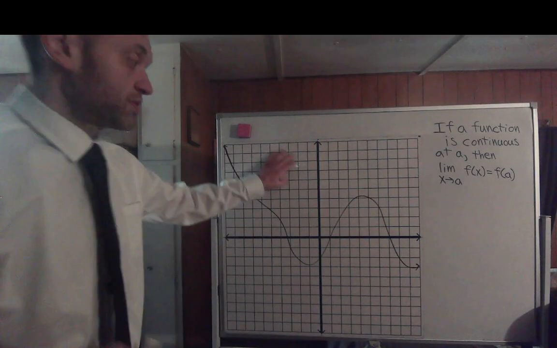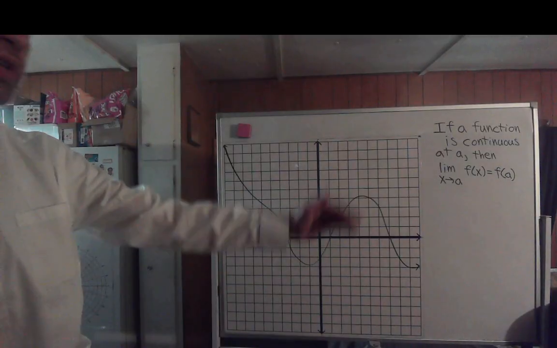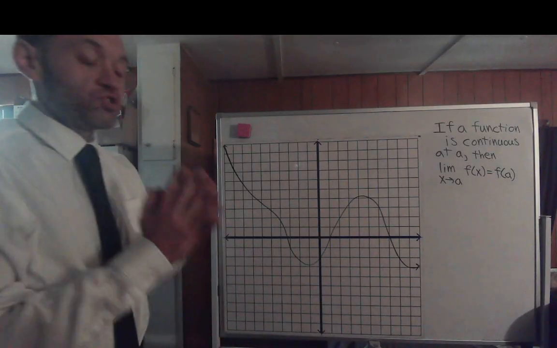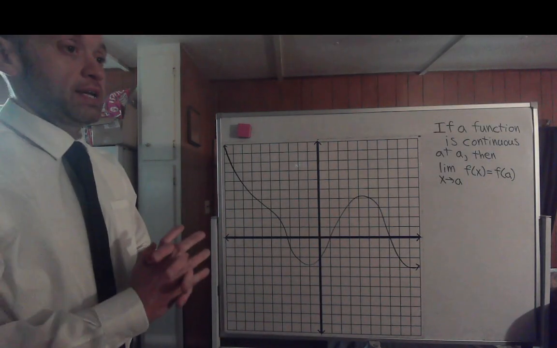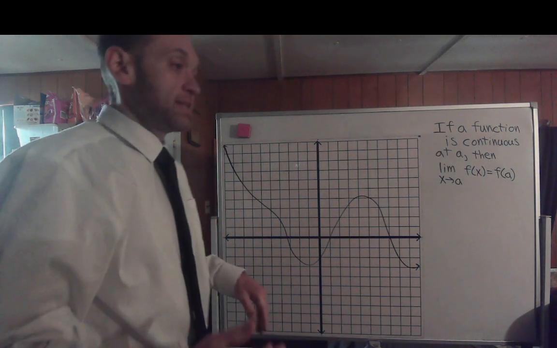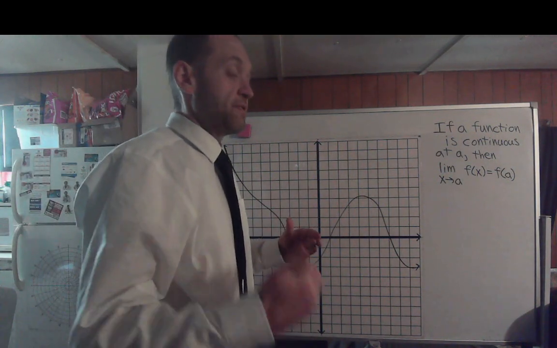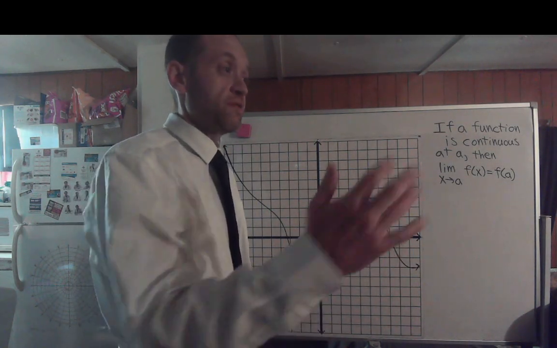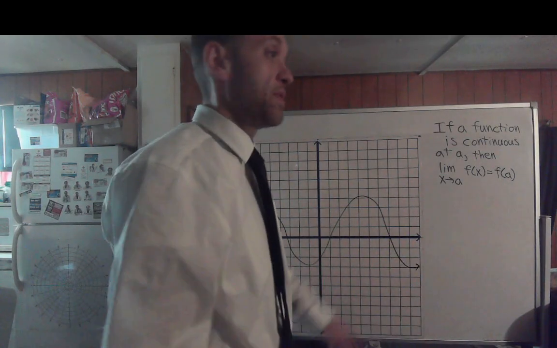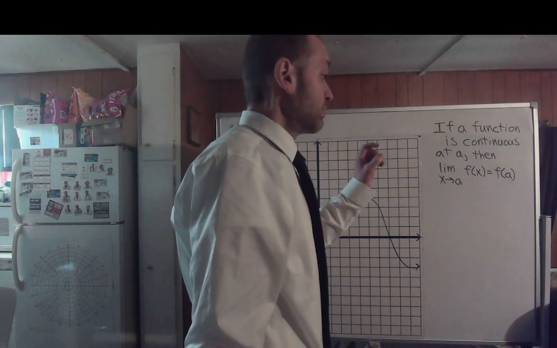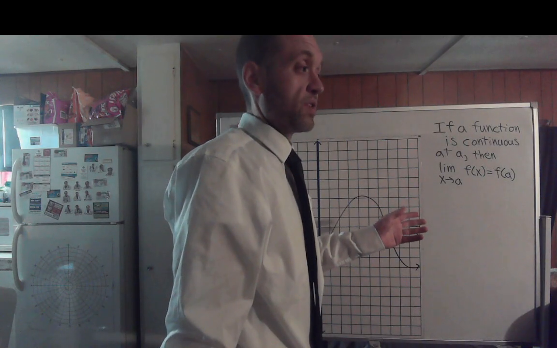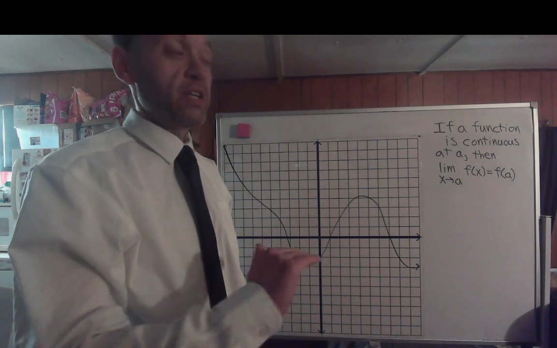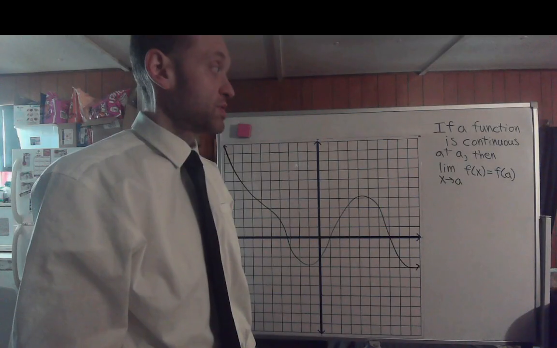If you don't have to lift your writing utensil and you can draw the thing all the way through, it's continuous. Now, algebraically, what does that mean? That means that the function is defined for all values in its domain. Like for a polynomial function, for example, it's defined for all real numbers. So polynomials are continuous through the set of all real numbers.